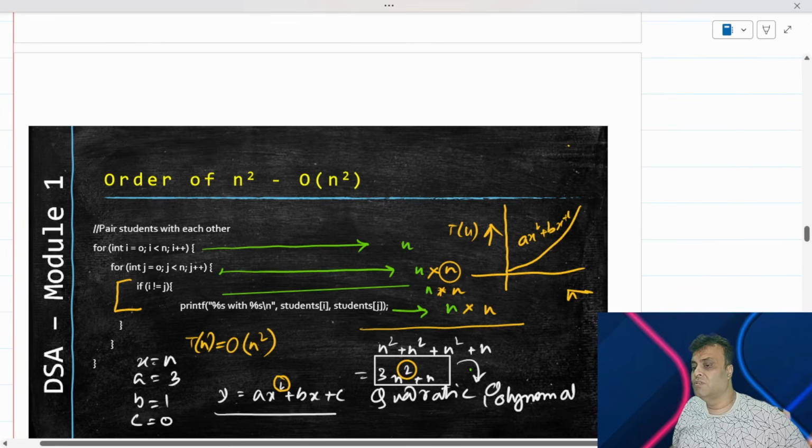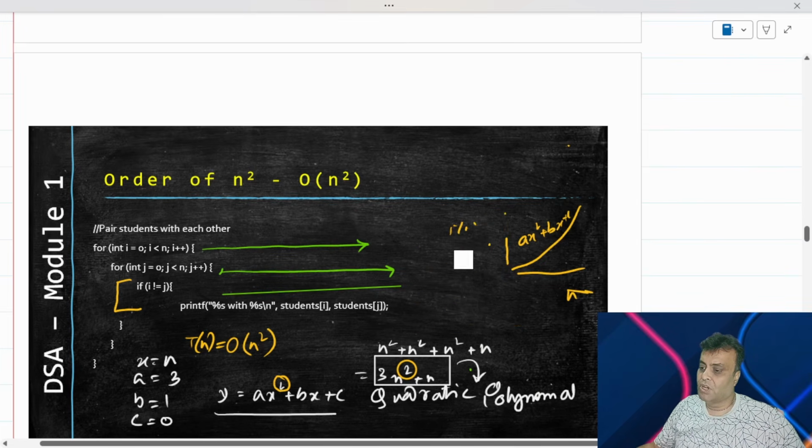Right? So that is how you arrive at the time complexity for this particular algorithm, which is order of n square, from a perspective of what you see on the curve, what you see on the quadratic polynomial alignment. Now it is very easy to imagine it in one shot.